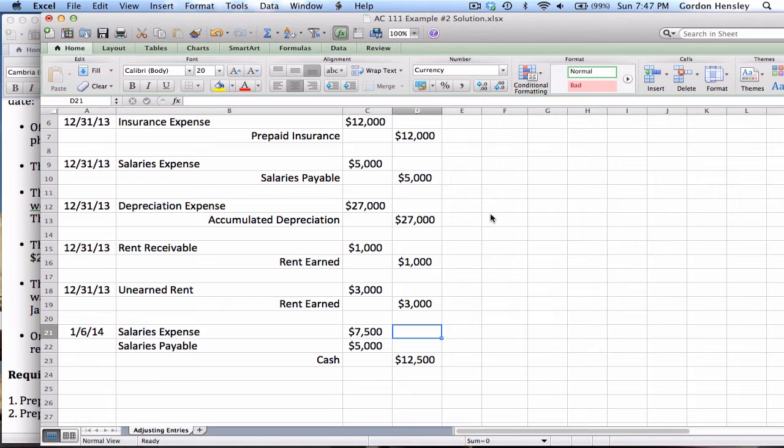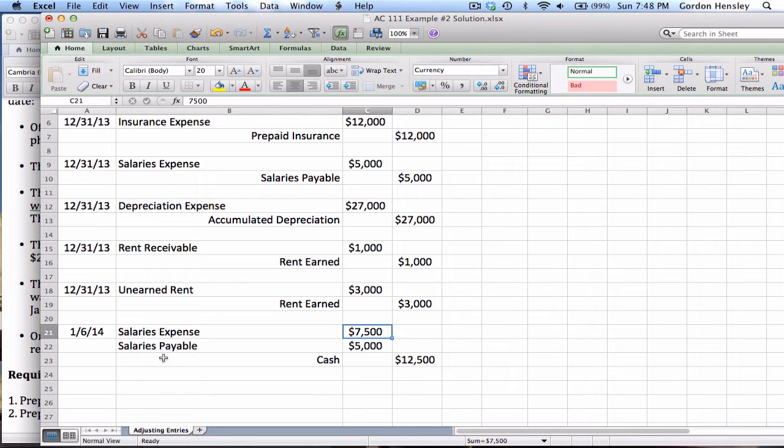Now I know that that's a little confusing. In fact, that's probably the toughest of all the journal entries in this particular problem. But think about it this way. Even though I didn't pay the $12,500 until January the 6th, of that amount, $5,000 of that should show up last year as an expense because that's 2 days that they worked last year. The other 3 days show up on here as an expense, and the credit and subsequent debit to salaries payable just cancel each other out.